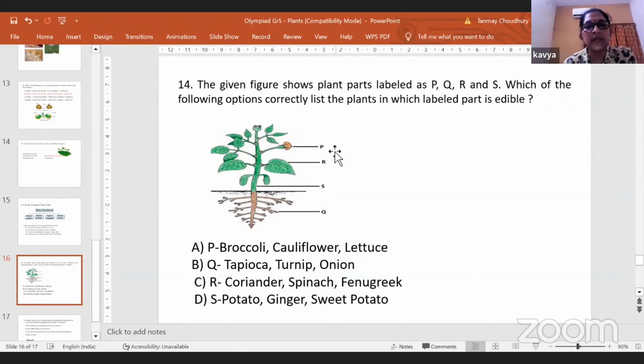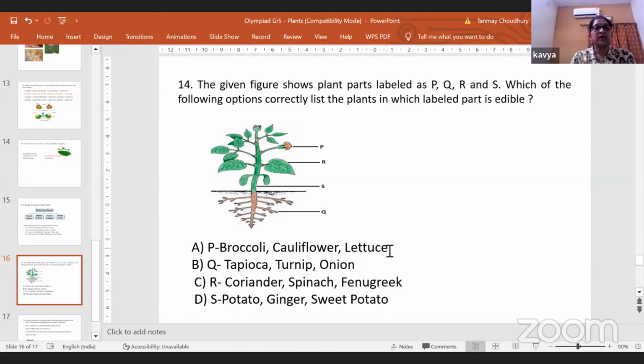Now here P is the flower, R is the leaf, S is the stem, and Q is the root. So what will be the answer? So pea, broccoli, cauliflower, lettuce. Now pea, broccoli, pea is the flower. Broccoli is the flower, correct. Cauliflower is a flower, correct. But lettuce is not a flower.